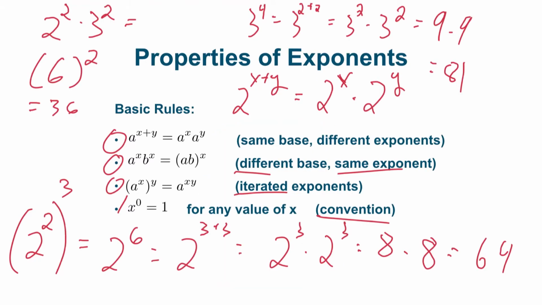Now the last one is what I call a convention. It doesn't really have a whole lot of mathematical content. It just says that anything raised to the 0th power is 1. So x to the 0 equals 1. So I see this right here. So for example, 2 to the 0 is 1, 10 to the 0 is 1, e to the 0 is 1, anything to the 0th power is 1.